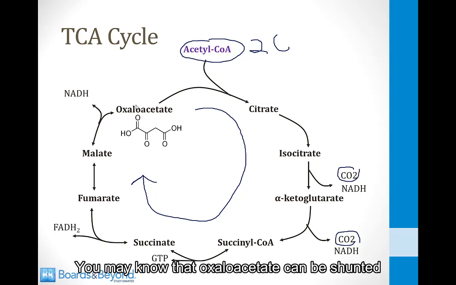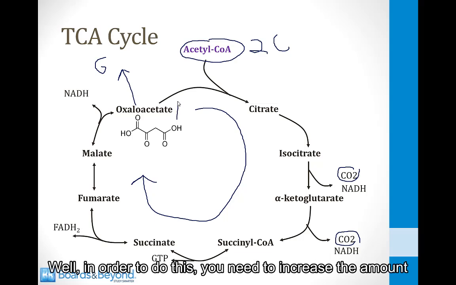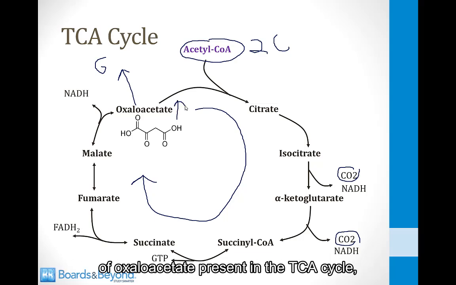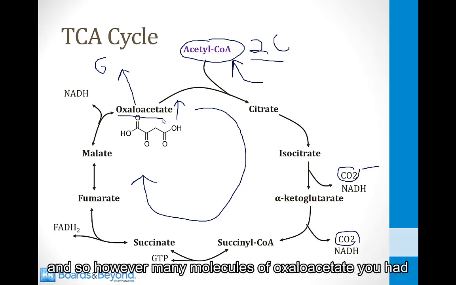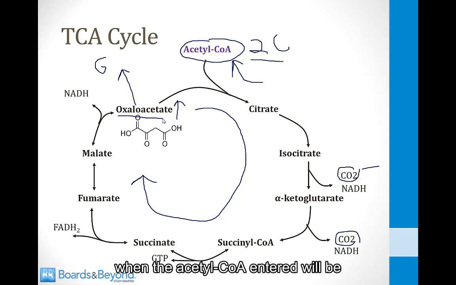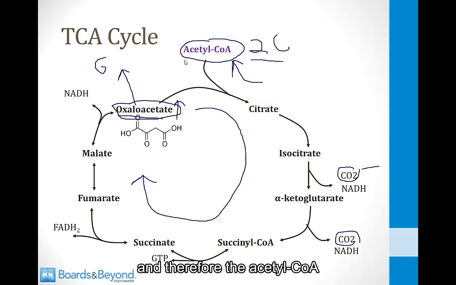You may know that oxaloacetate can be shunted to glucose via gluconeogenesis. Well, in order to do this, you need to increase the amount of oxaloacetate present in the TCA cycle, and acetyl-CoA will not do that. It will donate 2 carbons, 2 carbons will leave, and so however many molecules of oxaloacetate you had when the acetyl-CoA entered will be the same number you have when it leaves. You won't have increased the amount of oxaloacetate, and therefore the acetyl-CoA cannot be converted into glucose.